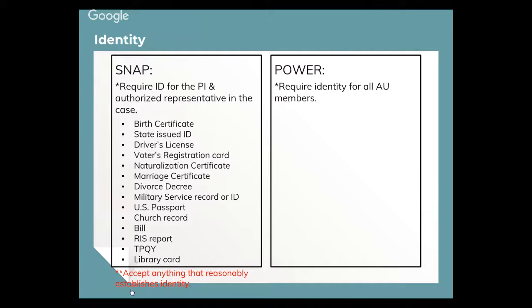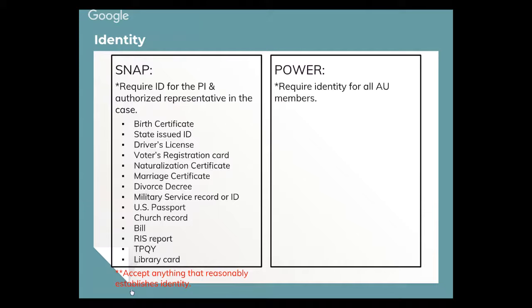So we cannot require that they turn in a driver's license to us. It can be anything that reasonably establishes their identity. If you question that, talk to your supervisor and see what we can use, and then just make sure that you're narrating that very, very well.